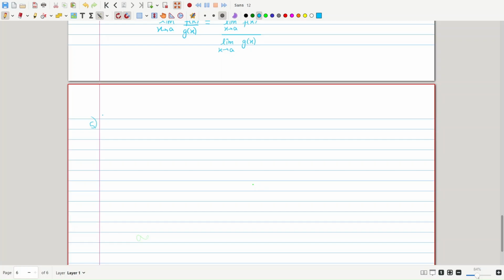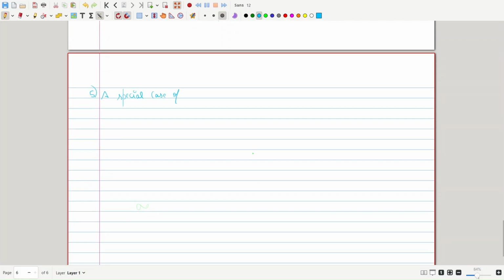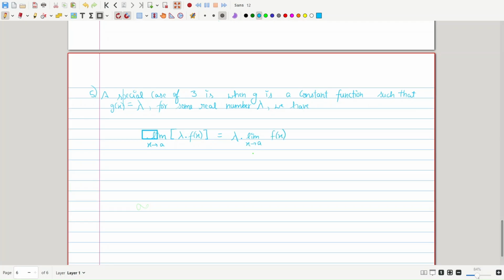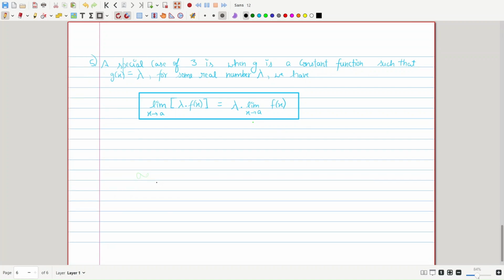Now there is a special case of the third one. Let's say g(x) is constant. In this case, limit x tending to a of constant times f(x) is equal to the constant, which comes outside and is not affected by the limit, times limit x tending to a f(x). So constant times limit x tending to a f(x), as you can see on your screens. If you didn't get any of these, don't panic. I'm going to show you some examples of what they exactly mean. Okay, so let's go through some examples.